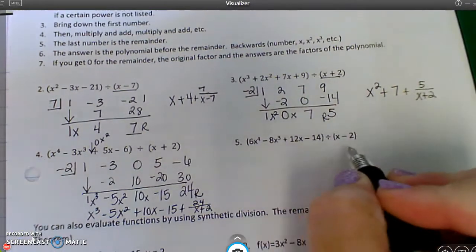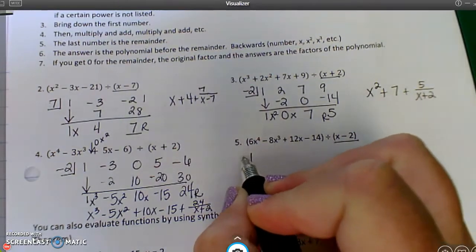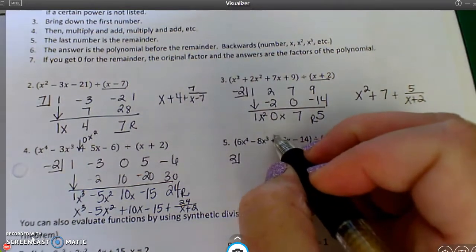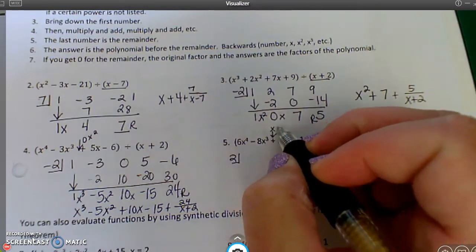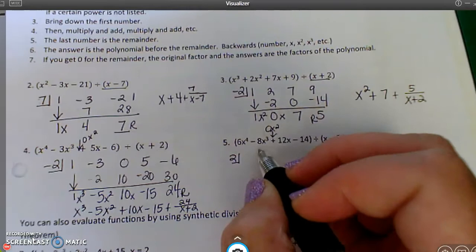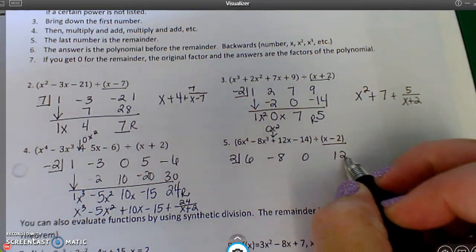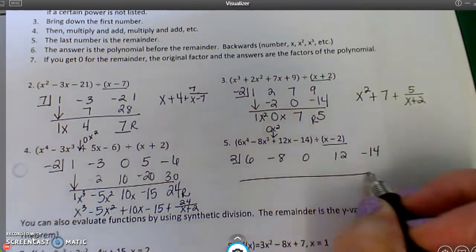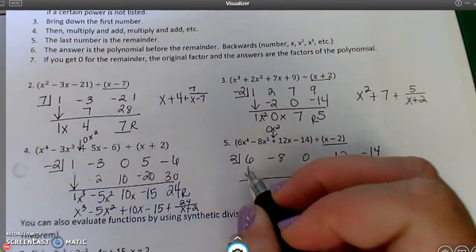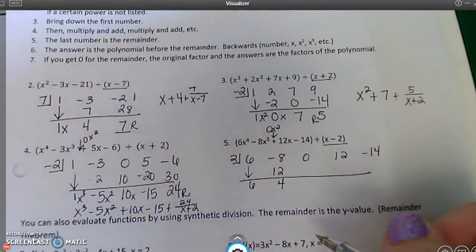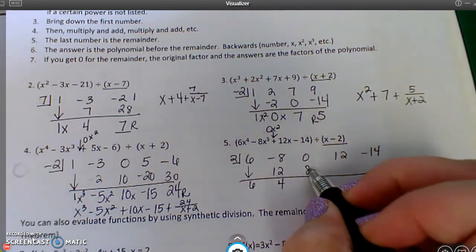Alright, on this one, don't forget to change the sign of what's inside the parentheses. And then you're also missing that 0 term again. So we're going to put that x squared right there. We'll have 6, -8, 0, 12, -14. Bring down the 6. 2 times 6 is 12. And then you get 4. 2 times 4 is 8.